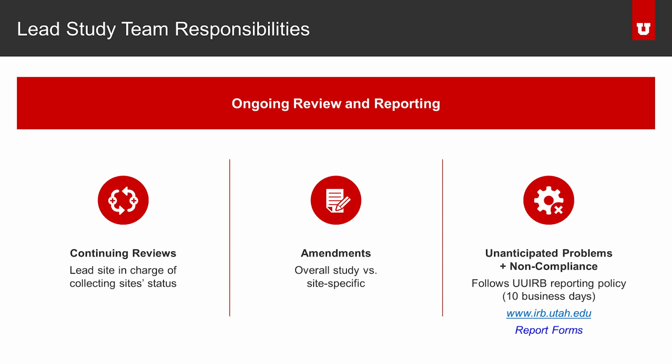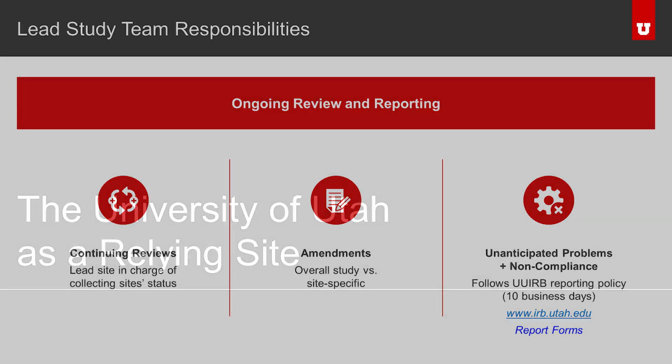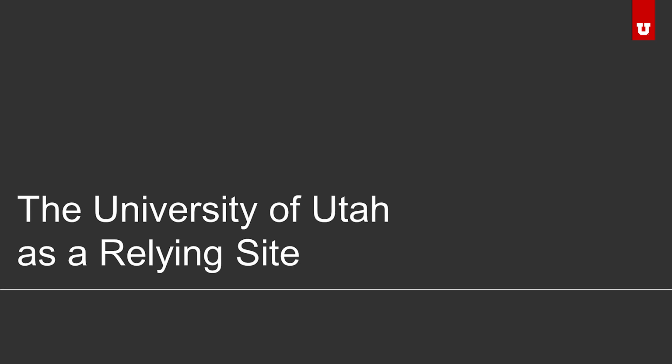The lead study team will need to ensure that the participating study teams understand and comply with the University of Utah IRB's reporting policies, which may differ from the policies they are used to with their own local IRB. Participating study teams must continue to ensure that they meet the requirements of their relying HRPP throughout the course of the study. Lastly, we will discuss the requirements when the University of Utah relies on an external single IRB for review of research.